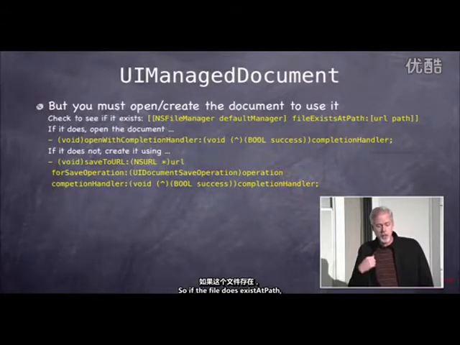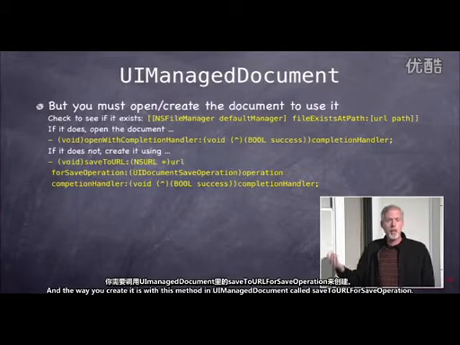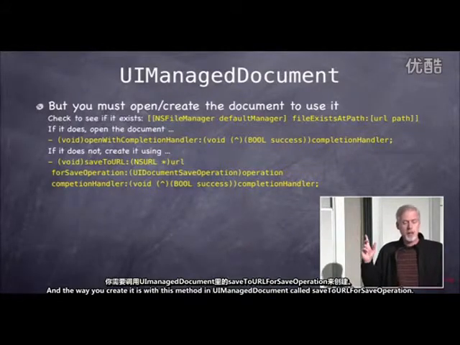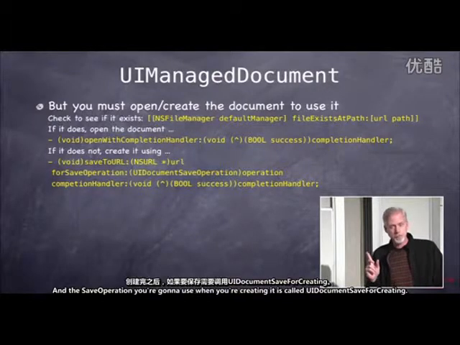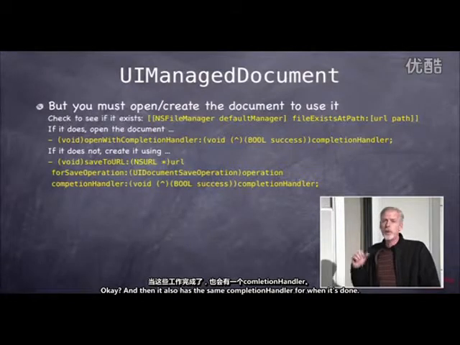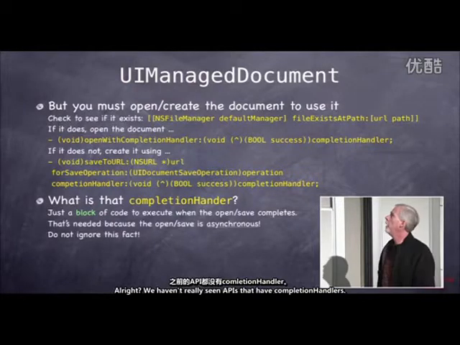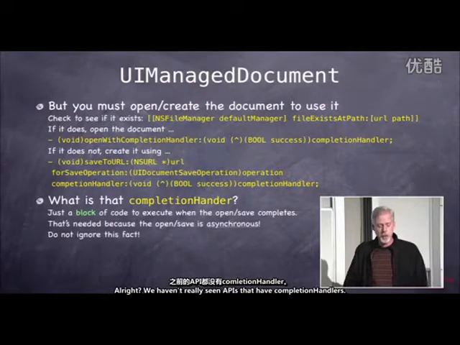So if the file does exist at path, you're going to use open with completion handler. But if it doesn't exist, then you need to create it. And the way you create it is with this method in UIManagedDocument called saveToURL:forSaveOperation. And the save operation you're going to use when you're creating it is called UIDocumentSaveForCreating. Okay? And then it also has the same completion handler where one is done. Now, why does this thing have this completion handler? All right, we haven't really seen APIs that have completion handlers.